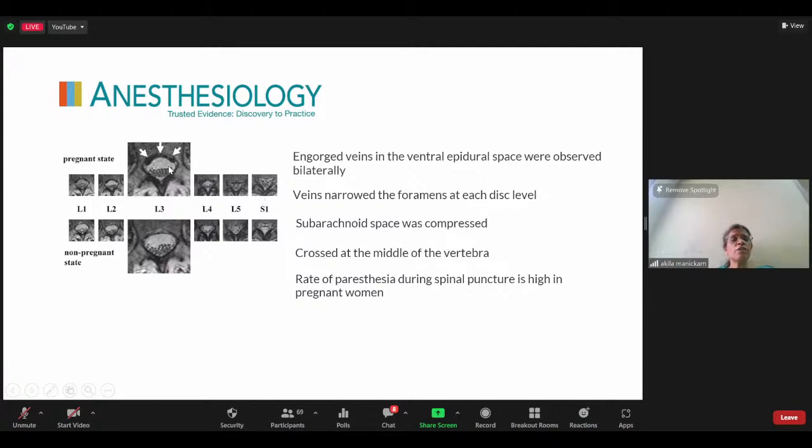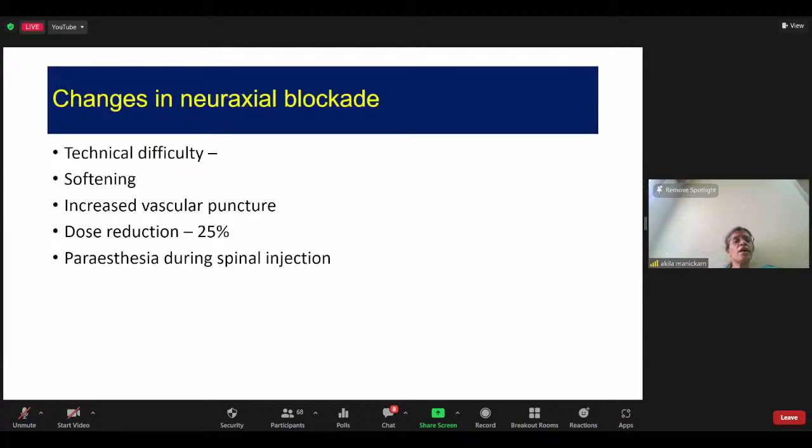This engorged vertebral venous plexus is responsible to a certain extent for the decreased CSF volume. And in addition, because the subarachnoid space is compressed at L4 and L5, when you give a spinal, the rate of paresthesia during spinal insertion is also quite high in pregnant women. And there is often a technical difficulty, which we have already told. There is softening of ligaments and increased incidence of vascular puncture, because one is engorgement, second, it is present bilaterally, and it is also present in the midline.